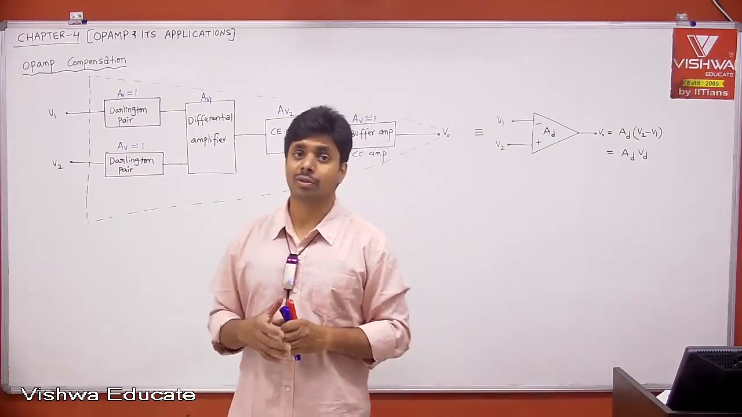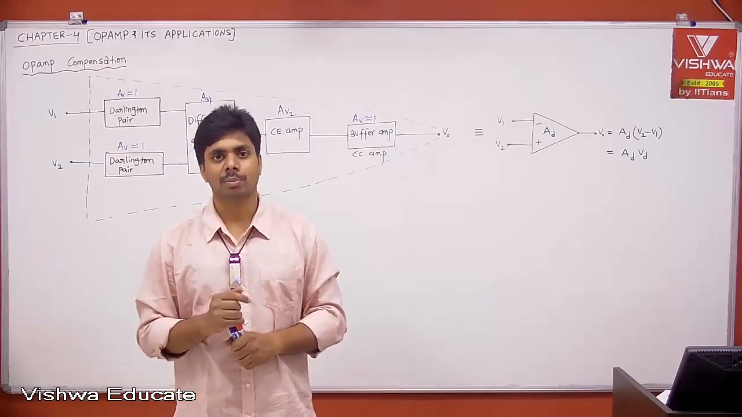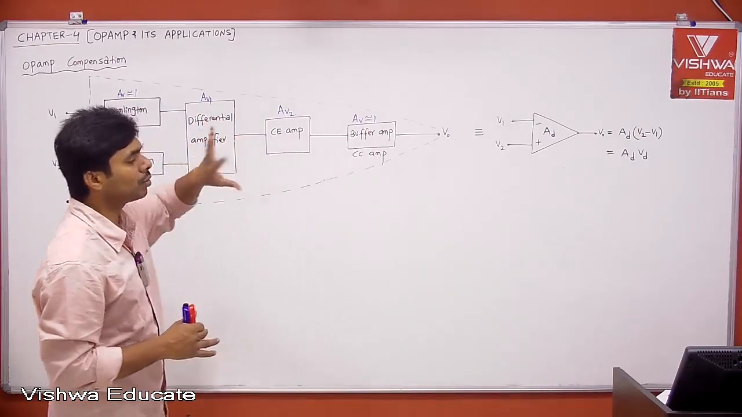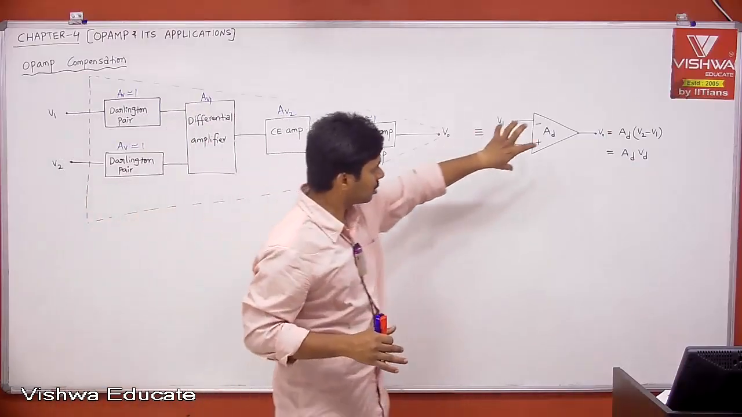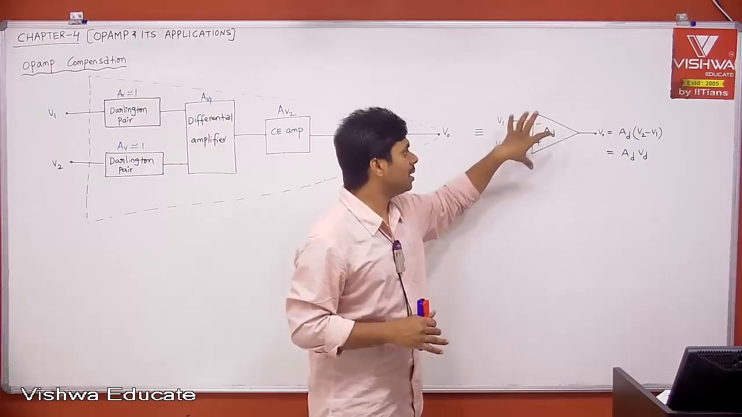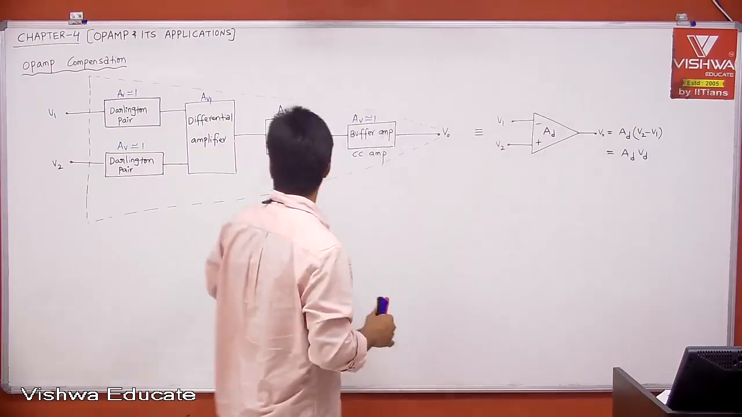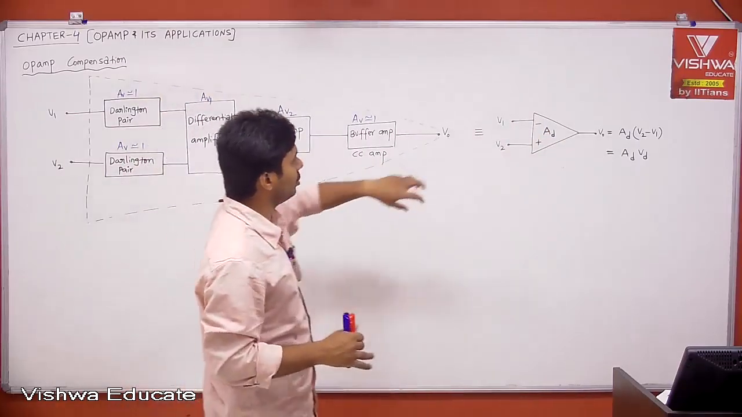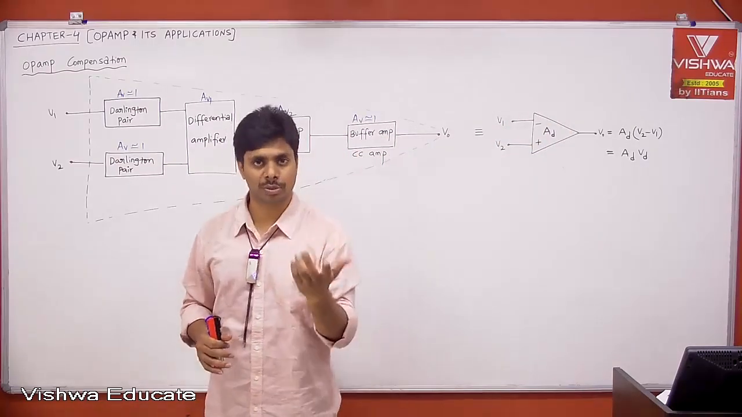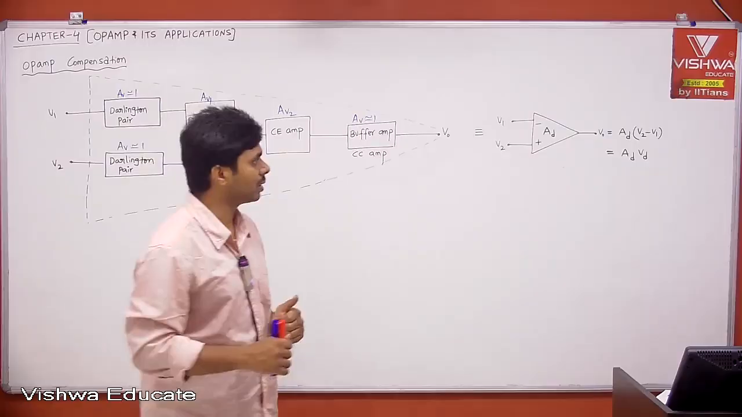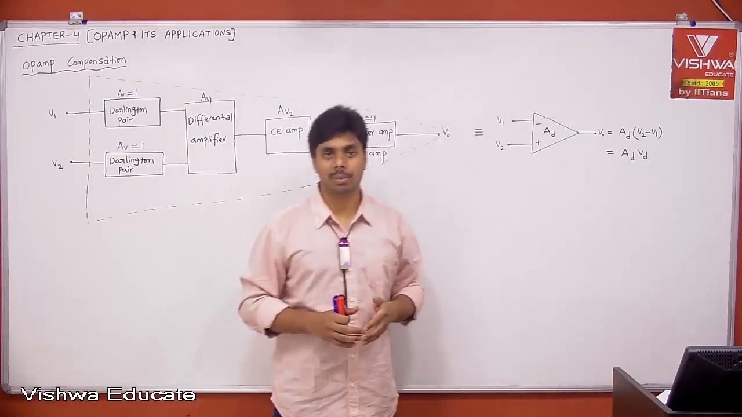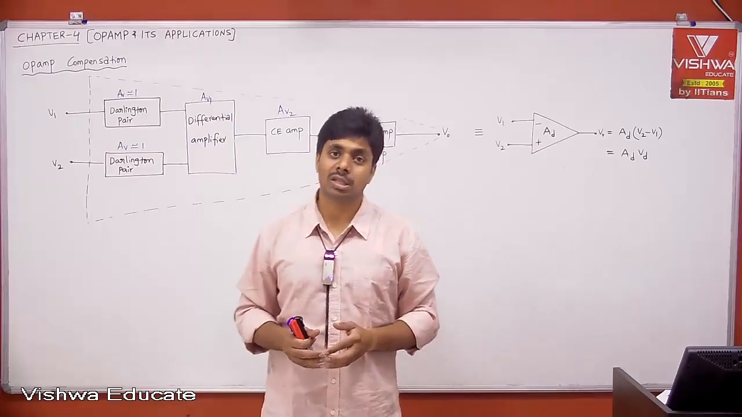But remember, if you think from system perspective, because we are going to use this op-amp, we are not going to use this op-amp always in open loop condition. We are going to use op-amp in feedback. That is what? Op-amp applications, right? When you use op-amp in the feedback, then it will become a closed loop system. Then when it is becoming a closed loop system, the closed loop system should be stable.